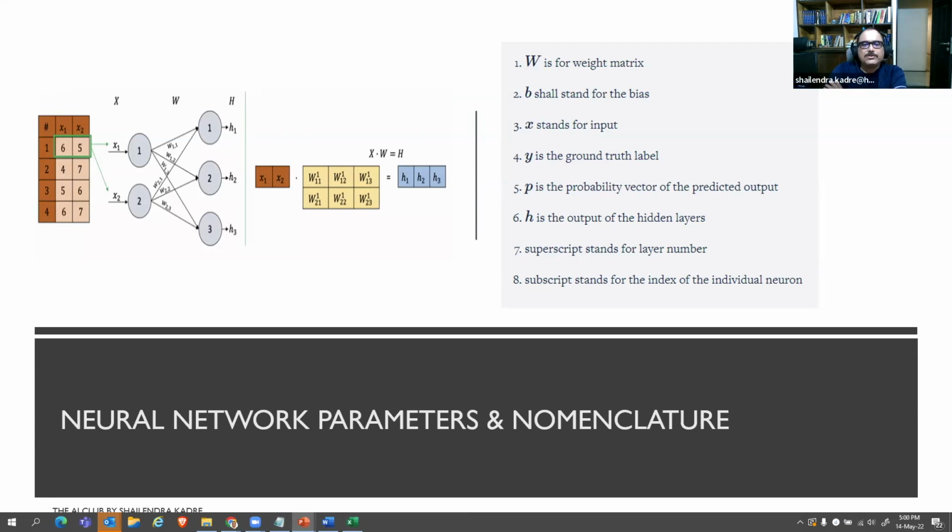Dr. Shailesh, do you understand all this superscript and subscript now? Yes.